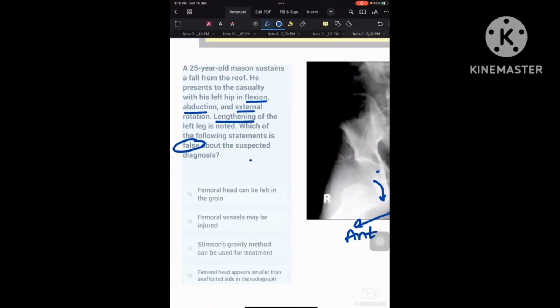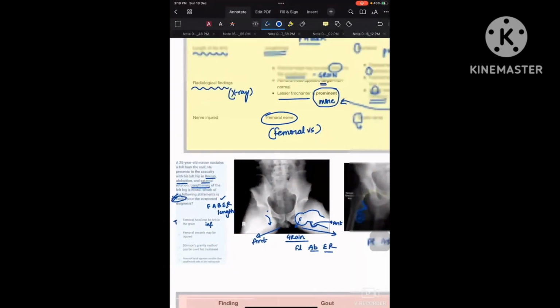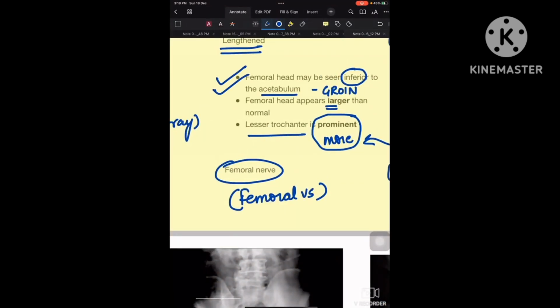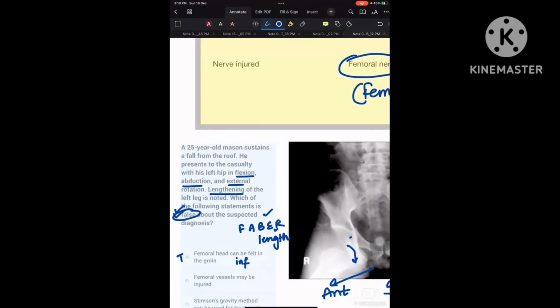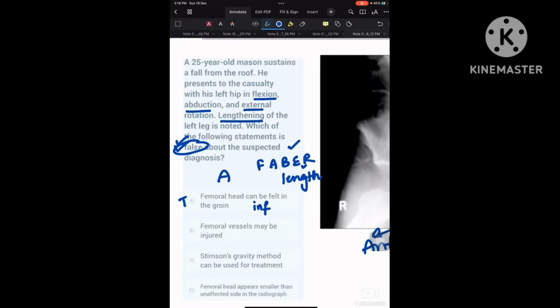So previously we have read the question, right, which is about Faber and lengthening. These are the important clinches from this question, and they are asking us about the false statement. Let us go through all the four options now. First option, femoral head can be felt in the groin. This is a true statement because it is inferiorly dislocated to the acetabulum. So it can be felt in the groin, right? So the first statement is true regarding anterior dislocation of the hip joint.